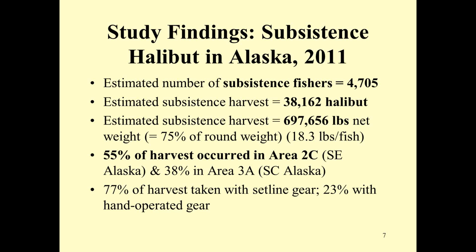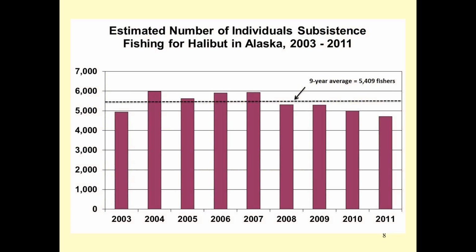Our findings in a nutshell: we estimate that about 4,700 individuals participated in the subsistence halibut fishery in Alaska in 2011. They harvested about 38,000 halibut for about 700,000 pounds net weight. 55% of that harvest occurred in Area 2C, Southeast Alaska, and 38% in Area 3A, which is South Central Alaska. Most of the harvest, 77%, was taken with set lines, skates, with the remainder taken with handheld lines or rod and reel. Let's look at some trends quickly.